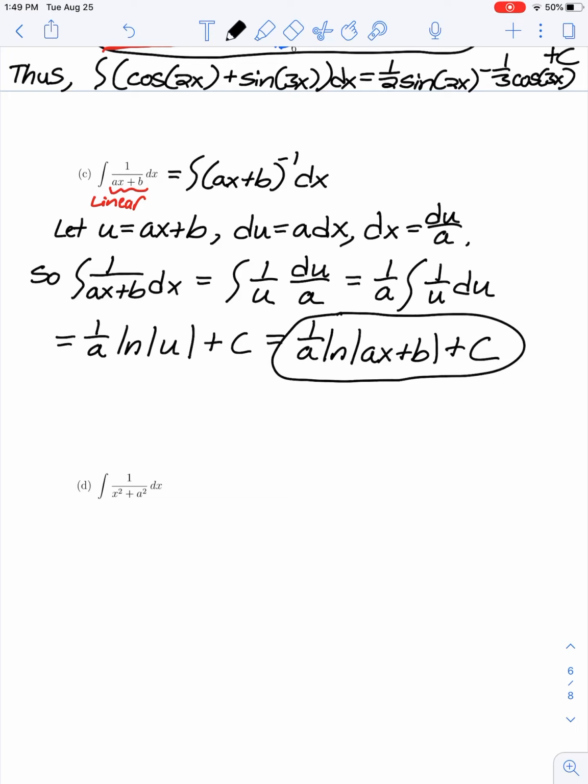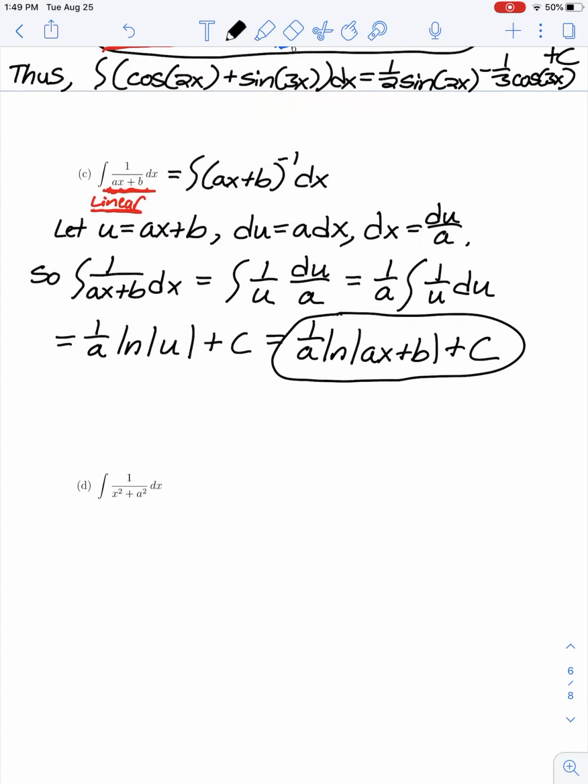One thing that I want to stress about this integral is that this formula is only valid if our denominator is a linear function. So students will often make the mistake of using this formula if they have something of the form, say, 1 over a quadratic, but that does not hold. This formula is only valid if the denominator is that linear function of the form ax plus b.